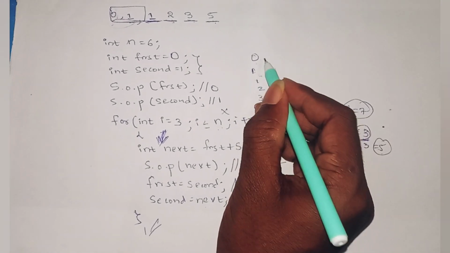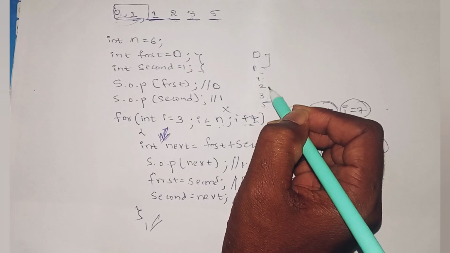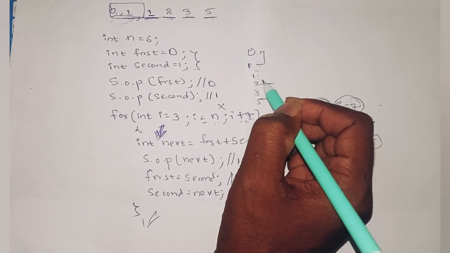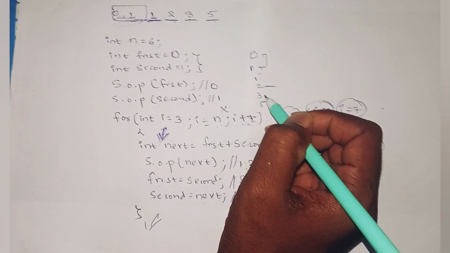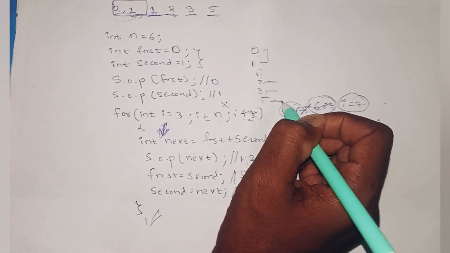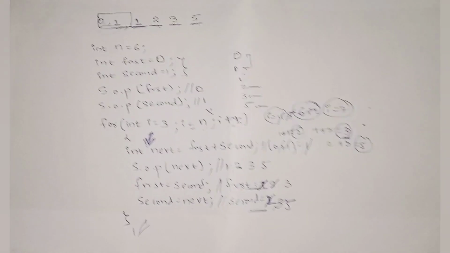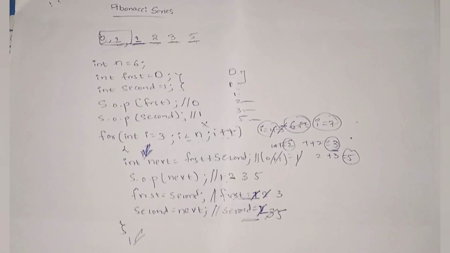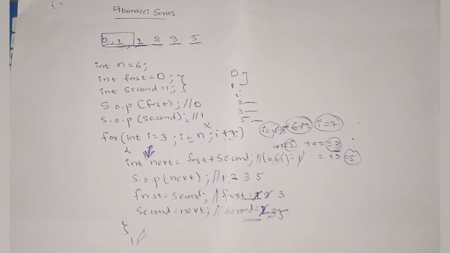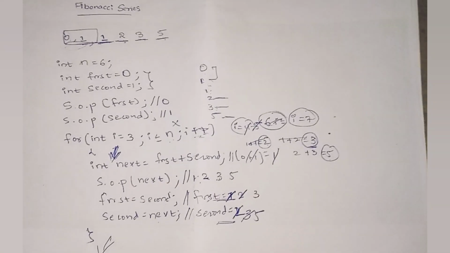Here you can see the first two values are fixed. And the next term is the sum of the previous two. 0 plus 1, 1. And the 2 value we got by adding the previous 2, that is 1 plus 1, 2. And 3 we got by adding the previous 2, that is 1 plus 2 is 3. And we got 5 by adding the previous 2, that is 2 plus 3, 5. So this is how a Fibonacci series actually works. So Fibonacci series is a sequence of numbers where every number is the sum of the previous two numbers.